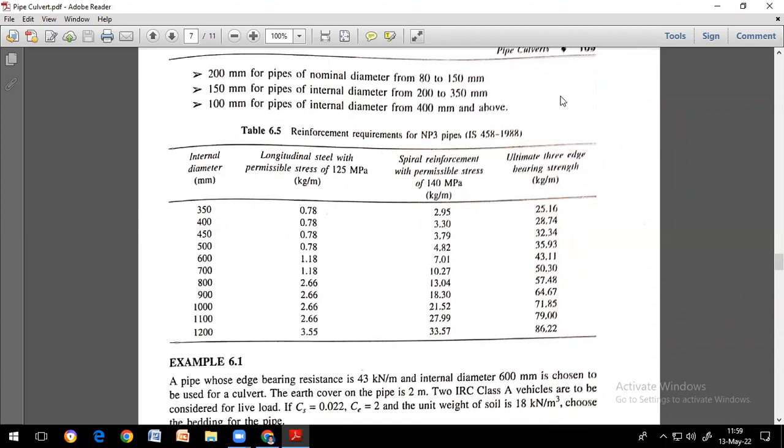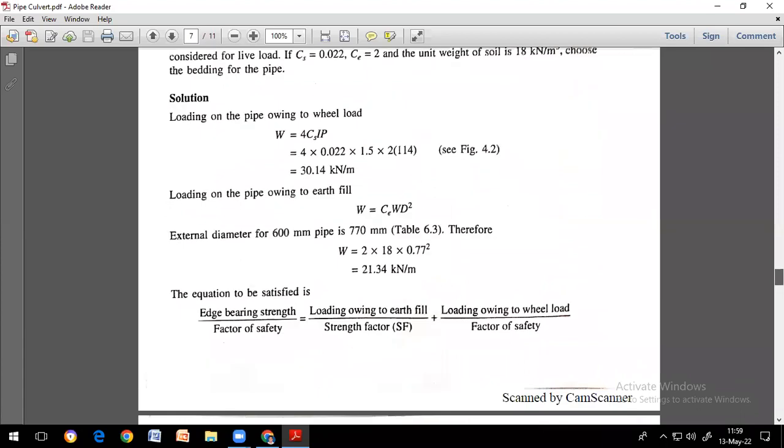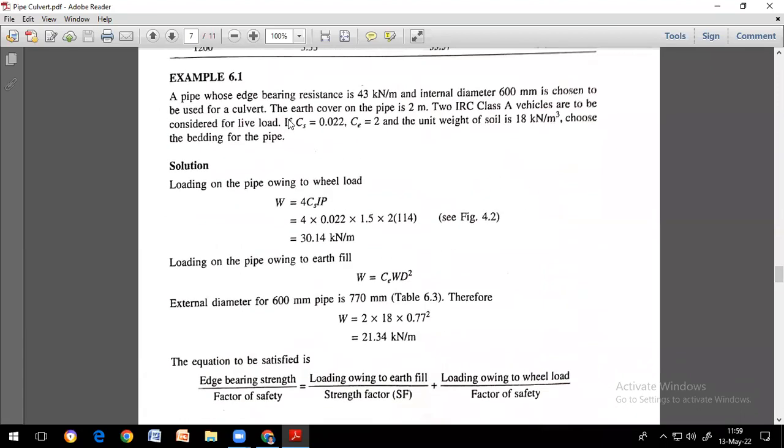Now let's do a problem. There are 2 problems in pipe culverts which are very simple, and by that we can start another topic, which is box culverts. Okay guys, so now I request all of you to please open your notes and note down this problem. Everyone, note down this problem.